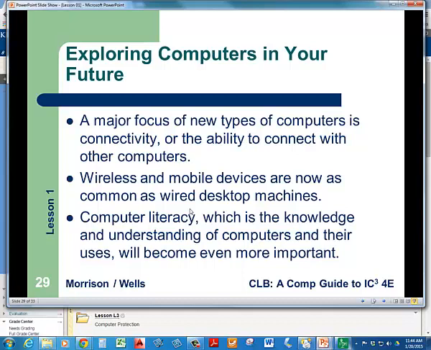Exploring computers in your future. Okay? So, wireless and mobile devices, that's really not futuristic, but they're as common now as our wired desktop machines. And where is it going to go from here? What's next? What's the next big thing? What do you all think? After the smartphone, where do we go now for computing? Anybody want to dream what it might be?